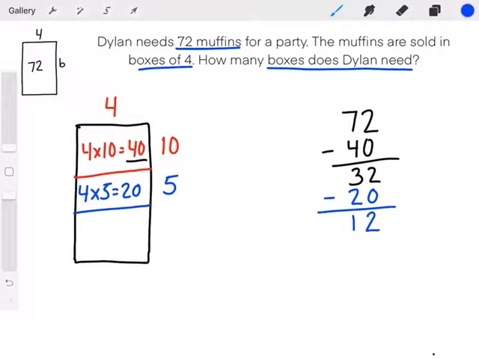Okay? So we had that 72, and we made 10 boxes, which gave us 40. So then we were left with 32. We made another 5 boxes. Now we're left with 12.